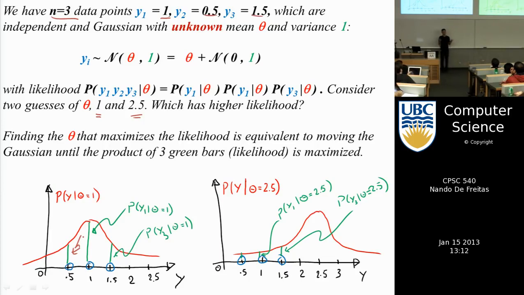Out of two alternatives, the one that makes the data more probable, in other words, the one that explains the data better, is the one that we choose. That's essentially the principle of maximum likelihood, which I will formalize soon, but that sort of gives you the intuition.